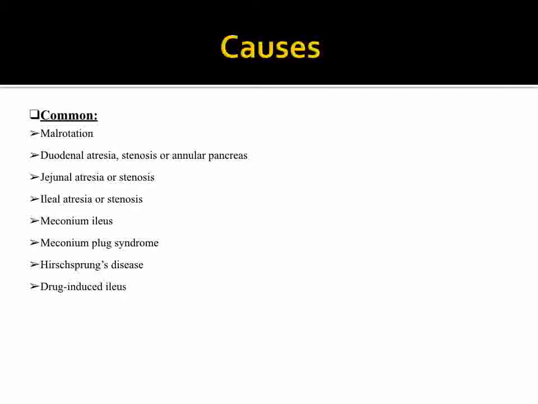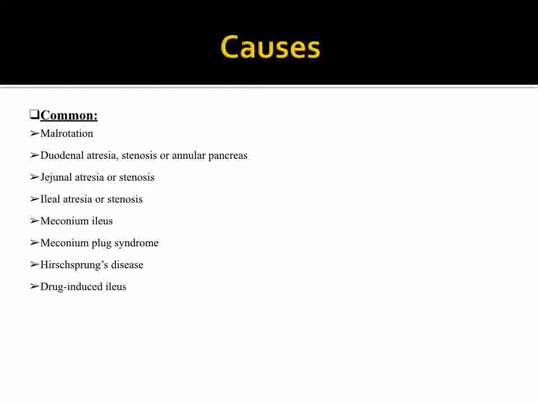The second is atresia, and as we said, what is the meaning of atresia? Atresia means loss of continuity of the intestine due to intrauterine vascular accident. This atresia may affect the duodenum, the jejunum, the ileum, or the colon. So we have duodenal atresia, duodenal stenosis. Duodenal stenosis means narrowing of the lumen but not complete occlusion, and the annular pancreas. Okay, jejunal atresia or stenosis, ileal atresia or stenosis.